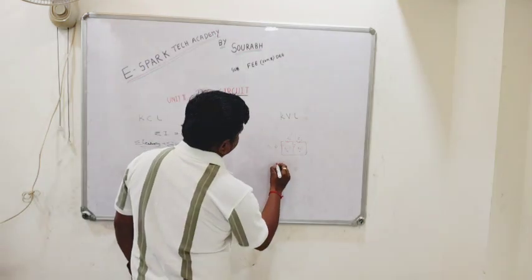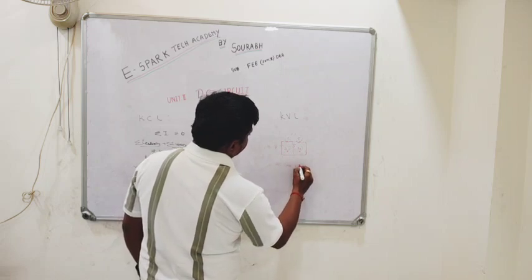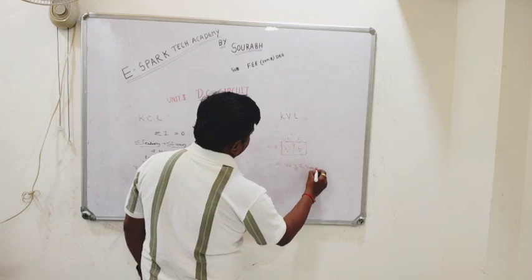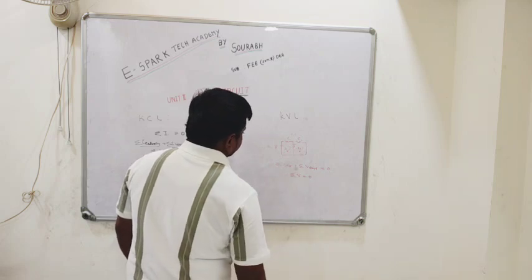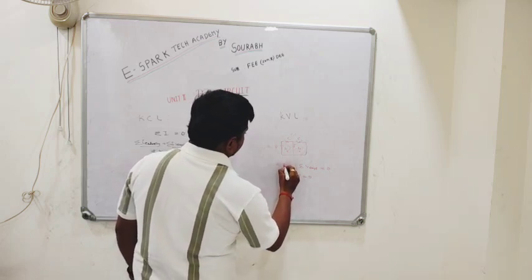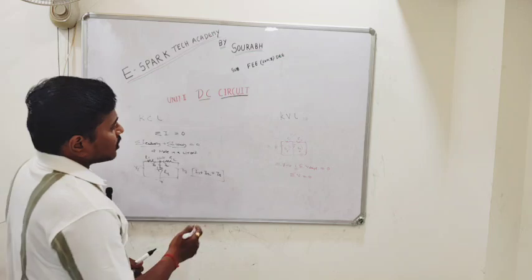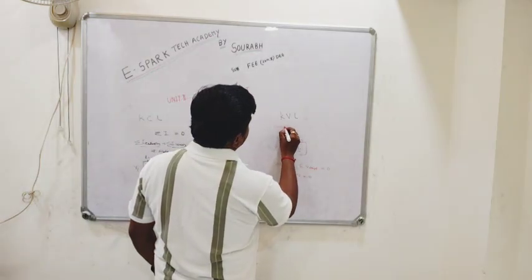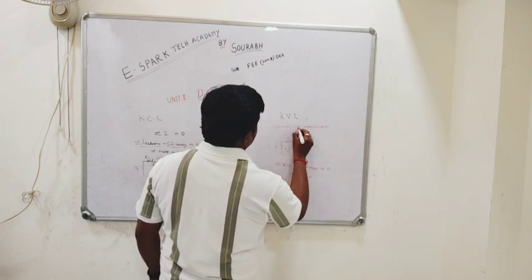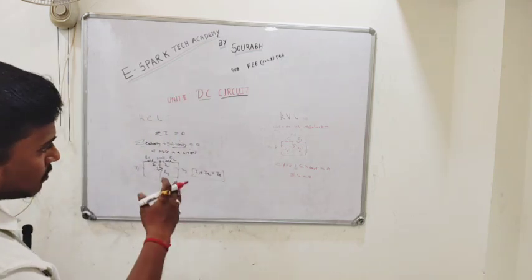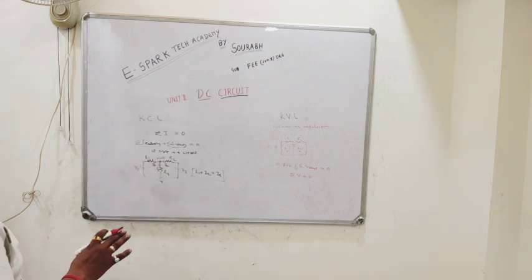The KVL is nothing but summation of voltage rise plus summation of voltage drops is equal to 0. Summation of V equal to 0. Voltage rise and voltage drops. Here the loop current direction will be clockwise or anti-clockwise, as per the assumption of the problem solver, or you can also assume as per your sake of simplicity.